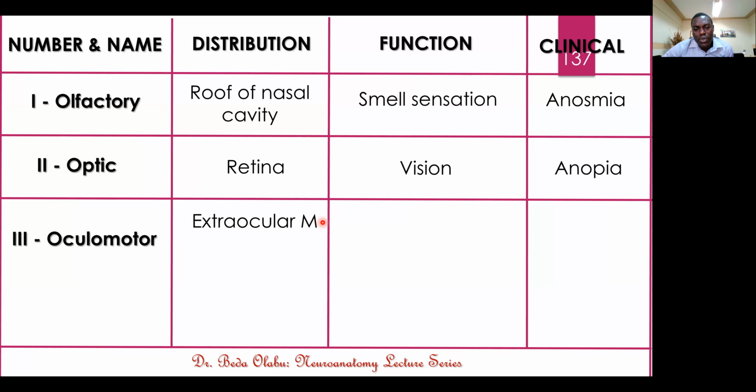First, it targets most of the extraocular muscles. Extraocular muscles are muscles which move the eyeball. We call them extraocular because they're outside the eyeball. If you are outside the eyeball, that's the only place where you can move the eyeball.